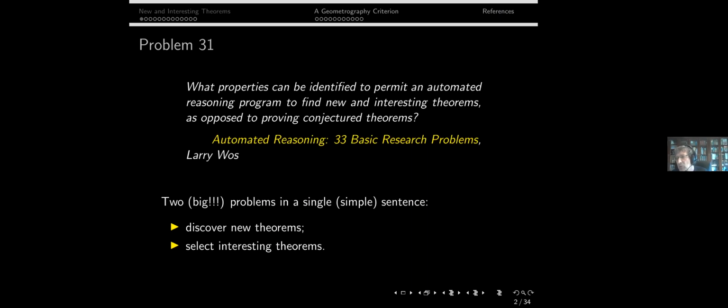He asked what are the properties that can be identified to permit an automated reasoning program to find new and interesting theorems, as opposed to the normal use of ATP, that is proving conjectures. So two big problems in one sentence. How can we discover new theorems? Is it possible to deal with that? And if we can discover new theorems, how can we select the interesting ones from those that we discover automatically?